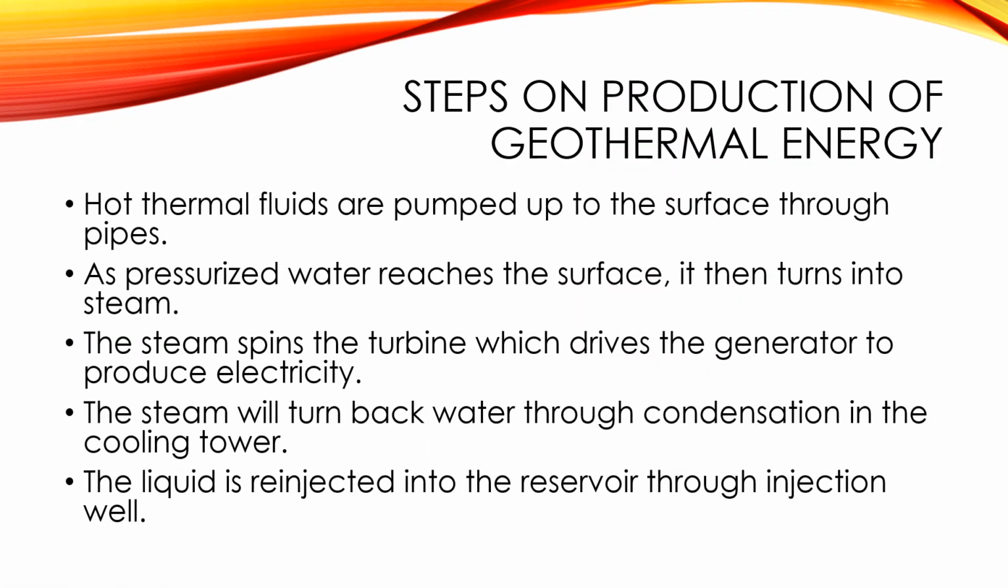Remember, steps on the production of geothermal energy. Hot thermal fluids are pumped up to the surface through pipes. As pressurized water reaches the surface, it then turns into steam. The steam spins the turbine which drives the generator to produce electricity. The steam will turn back to water through condensation in the cooling tower. The liquid is re-injected into the reservoir through the injection well.